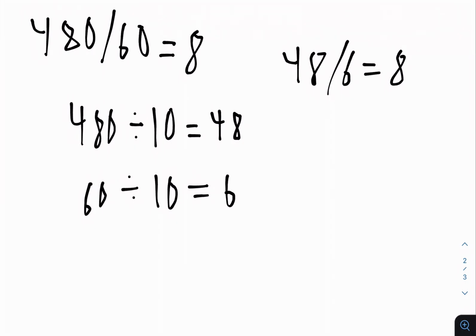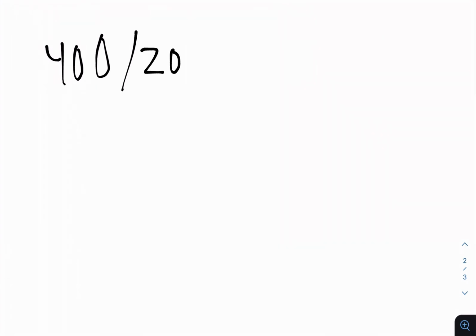Let's try another example. So for example, 400 divided by 20. So we know that 400 divided by 10 equals 40. And 20 divided by 10 equals 2. So we get that 40 divided by 2 is equal to 20, which means that 400 divided by 20 equals 20 as well.